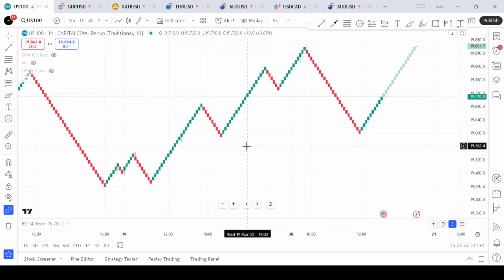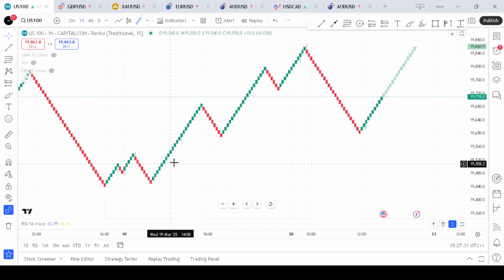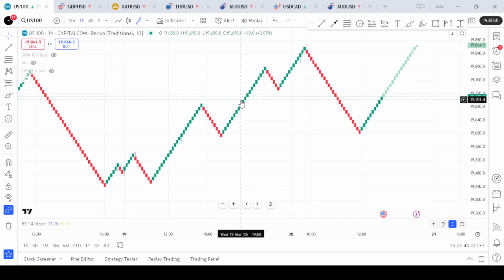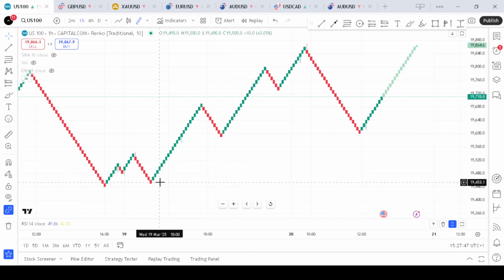The second step is to identify the trend. You look for a series of consecutive bricks in one color. A string of green bricks indicates an uptrend, while a series of red bricks indicates a downtrend. Very easy. The more consecutive bricks you see, the stronger the trend, and you aim for at least 3 to 4 bricks in the same direction and having the same color to confirm that trend.